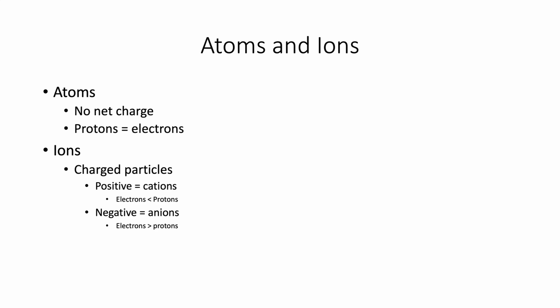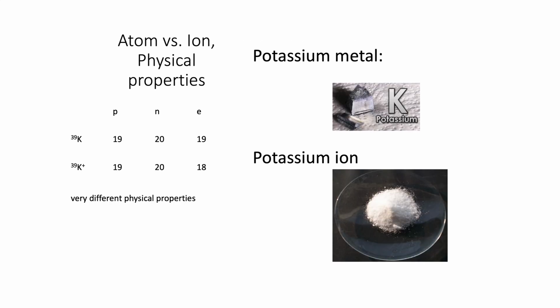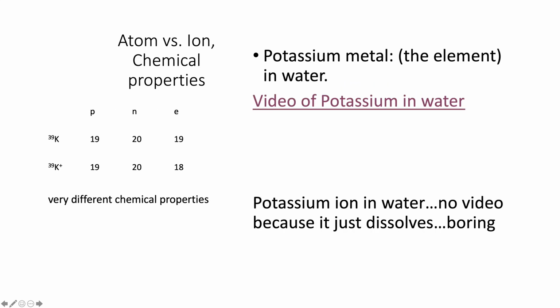A couple more things here. What's very interesting is how the properties vary. If you look at these two, this is potassium metal, and this is potassium ion, a white powder. Just looking at these, the physical properties are very, very different, and yet structurally, they only differ by 1 electron. For the chemical properties, if you want to click on this video, this is potassium in water.